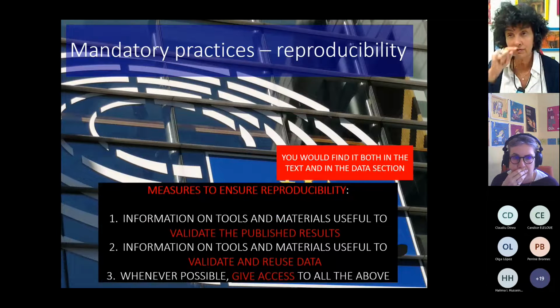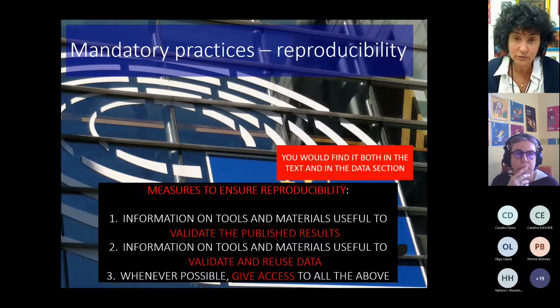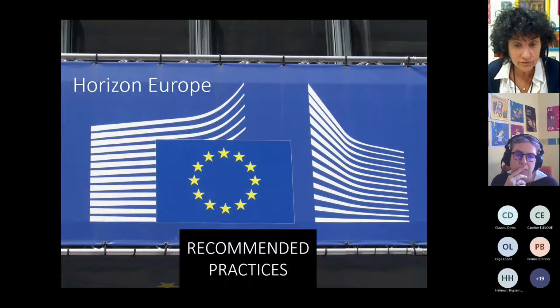We basically already saw them in the wording of the data and text. You have to provide information on tools and materials useful to validate the published results, information on tools and materials useful to validate and reuse the data, and whenever possible, give access to all the above. For instance, if you need a specific software to read your data, then you have to give access also to the software.